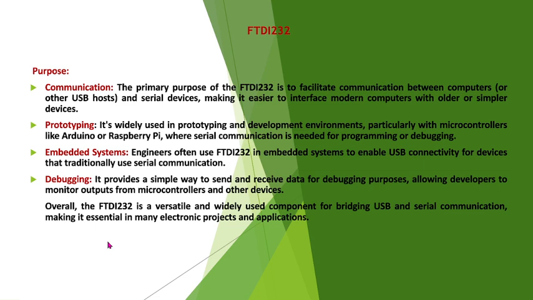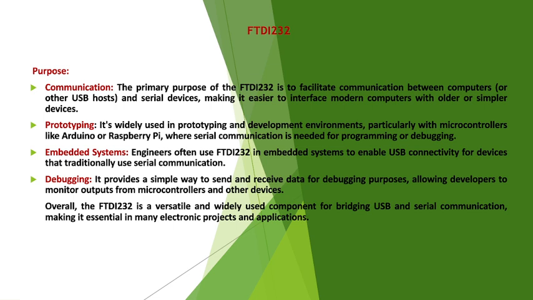FTDI-232 Purpose: communication. The primary purpose of the FTDI-232 is to facilitate communication between computers or other USB ports and serial devices, making it easier to interface modern computers with older or simpler devices. Prototyping. It's widely used in prototyping and development environments, particularly with microcontrollers like Arduino or Raspberry Pi, where serial communication is needed for programming or debugging.